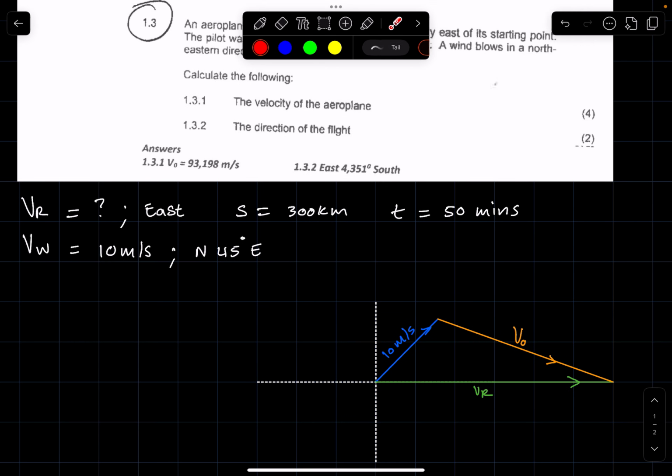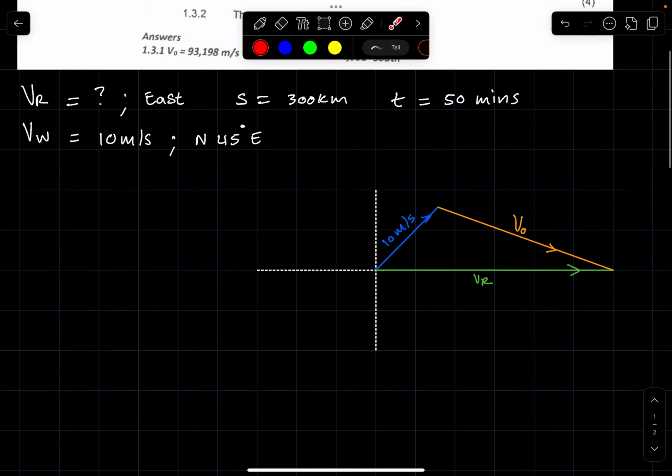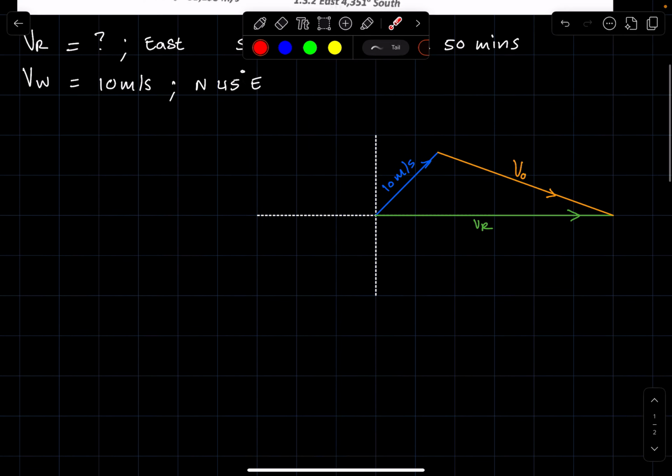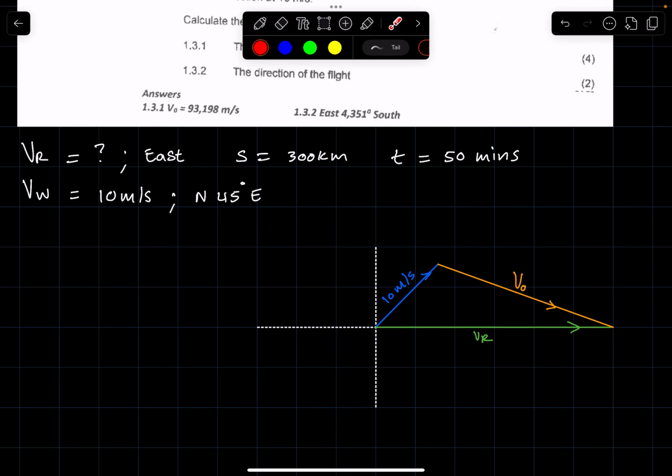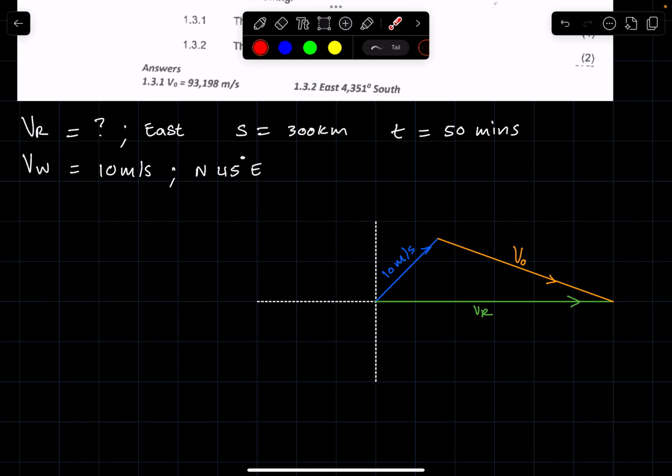Now, the question is, calculate the following. Calculate the velocity of the aeroplane. The velocity of the aeroplane, yes. Now in calculating the velocity of the aeroplane, let's look at which vectors we have.